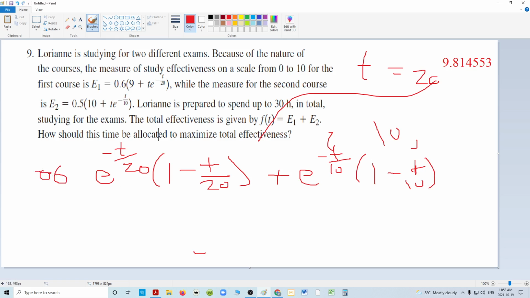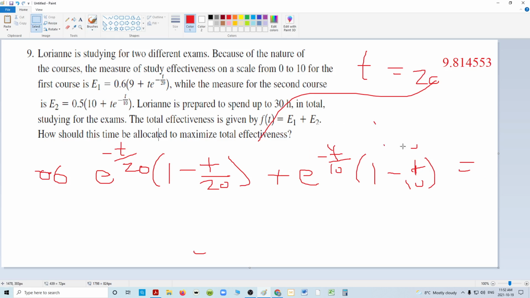0.6 times this one, and a 0.5 times this one. When you set it to equal to 0, you'd have to set one equal to the negative of the other. Then you'd have to divide your e's out. It's just nightmarish. It's not as simple as setting that to 0. You'd have to find a way to factor out e's, and that means dividing them. I mean, you could try doing it this way.